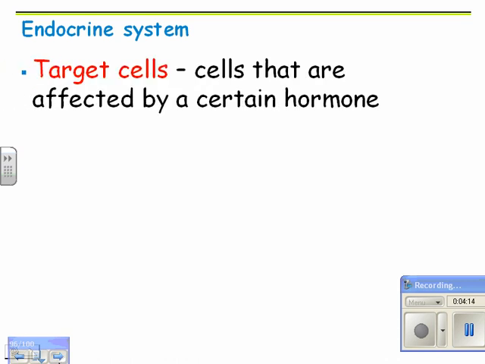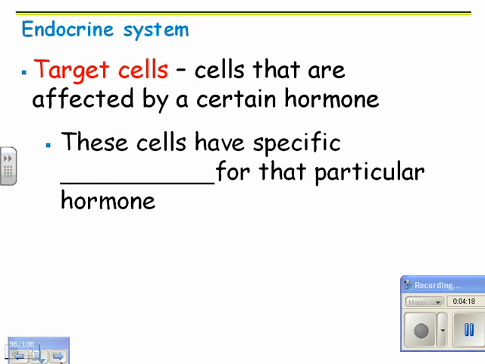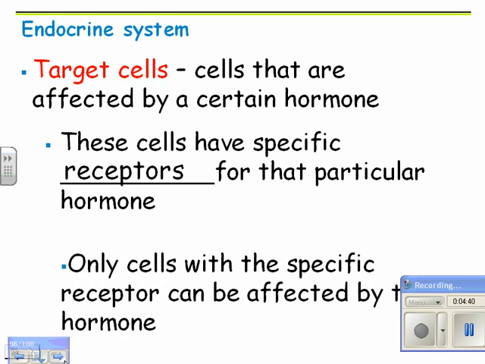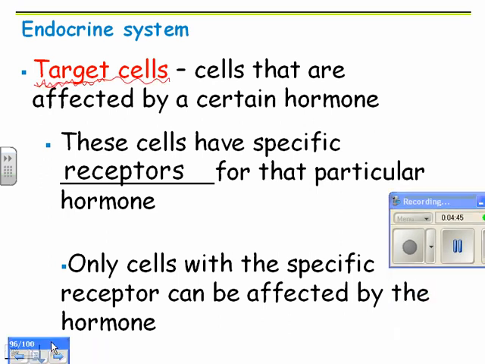Target cells are cells that are affected by certain hormones. These are cells that have specific protein receptors for that particular hormone. I'm going to show you an example of that. Target cells are exactly what they sound like. If you're playing darts, the target is the thing you hit. If you're an endocrine gland, you're secreting a hormone into the body, and that hormone is supposed to affect certain target cells. Only certain cells with specific receptors can be affected by the hormone. So let's take a look at that.